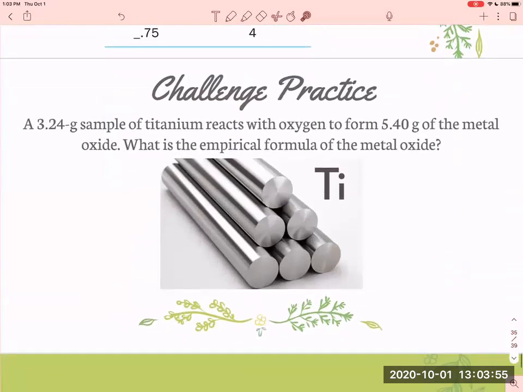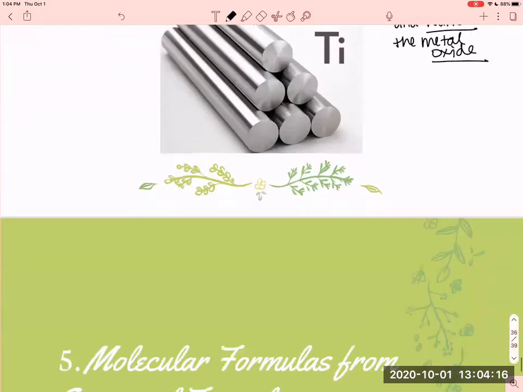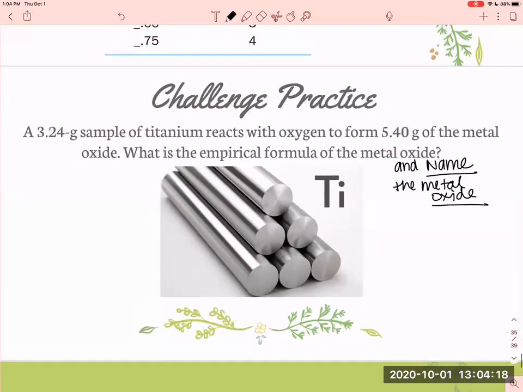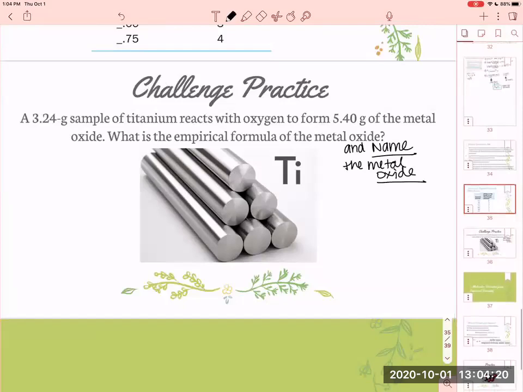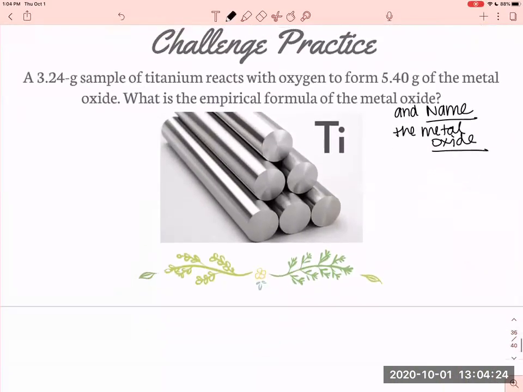So let's do another practice. What's the empirical formula if you have these substances? And then I want you to also name the metal oxide. Let's practice some naming. So hopefully you've paused and you have worked this out. And we're just going to go through step by step again.